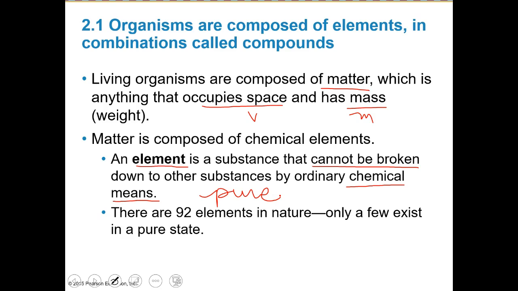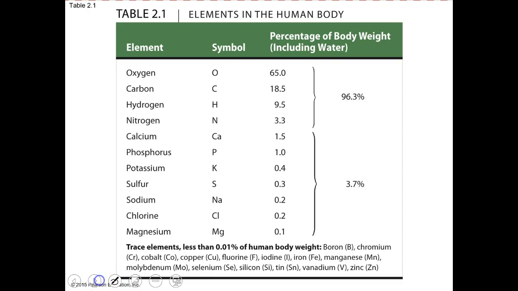There are 92 elements that occur in nature, but only a few exist in kind of a pure state. Usually they exist with other things. We do some chemical means to get them to where we can kind of tell that this is carbon or oxygen or whatever, because they usually exist with other stuff. Well, except for carbon, I will take carbon back.